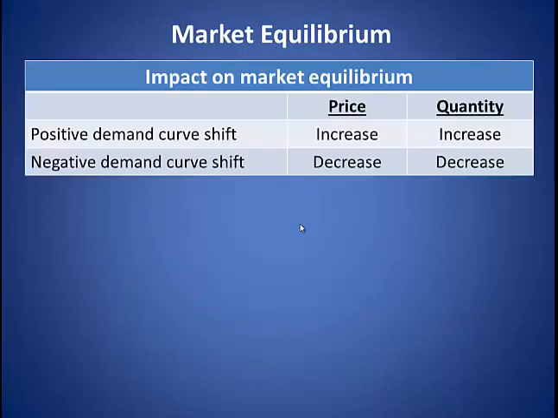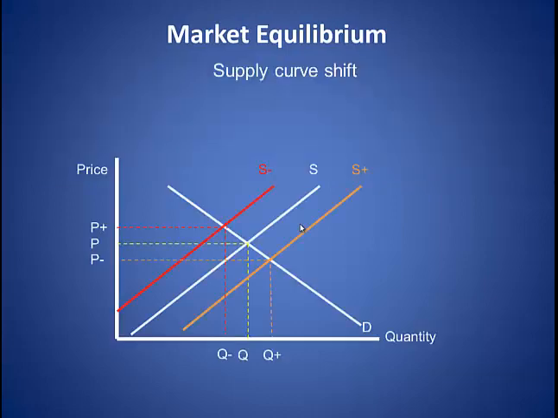Okay, now we've talked about demand. Now let's talk about shifts in supply. Again, here you see a demand and supply curve depicted. In this case, the demand curve is downward sloping, as a demand curve should be, and my supply curve is upward sloping. Where these two white lines meet, that's my market equilibrium, which is P and Q for quantity.